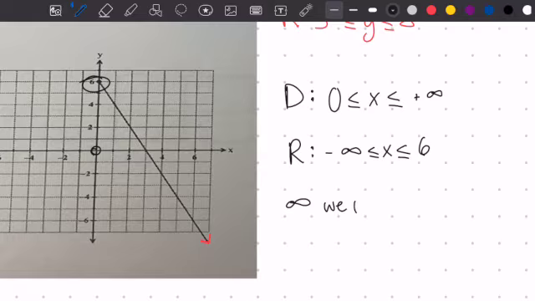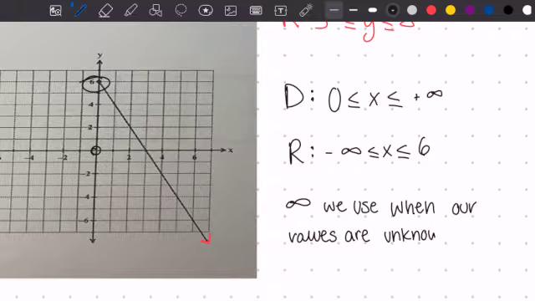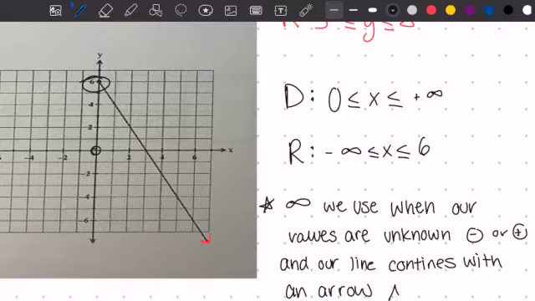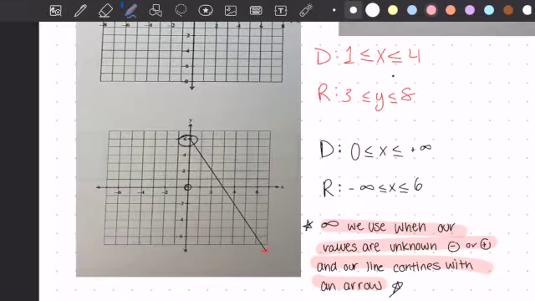So this infinity we use when our values are unknown, negative or positive, and our line continues with an arrow.